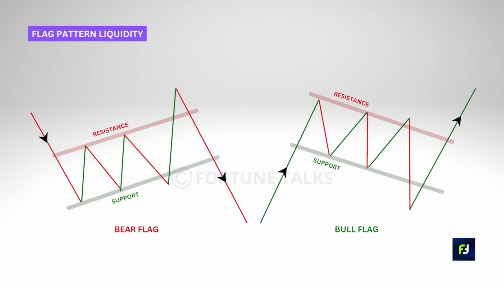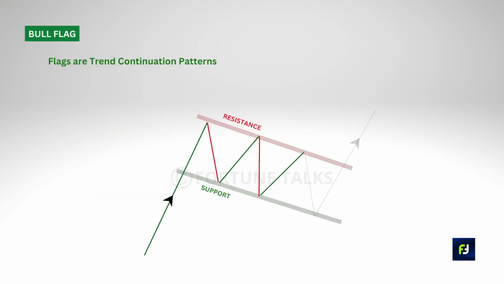Basically, there are two types of flags: bullish flags and bearish flags. Let's start with the bullish flags first. Flags are continuation patterns, meaning that the possibility of the existing trend to continue is fairly high.